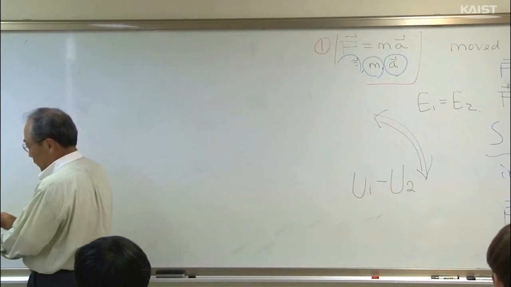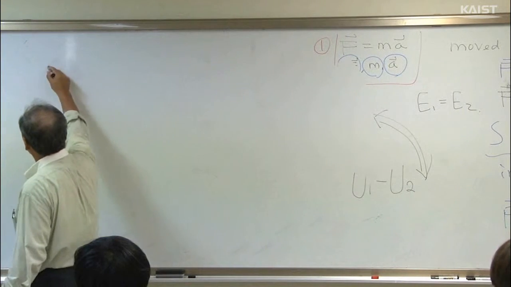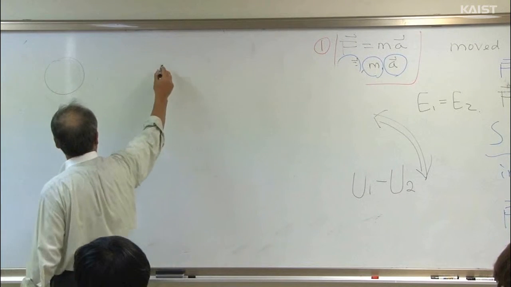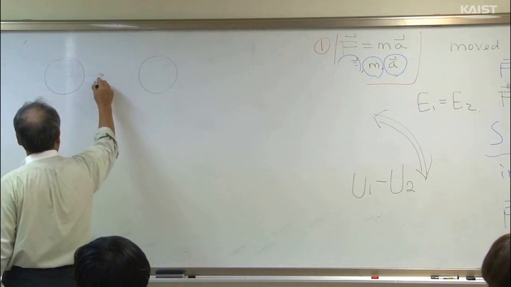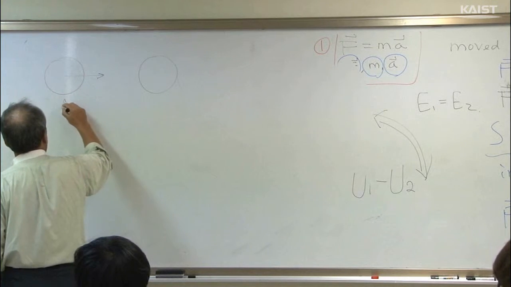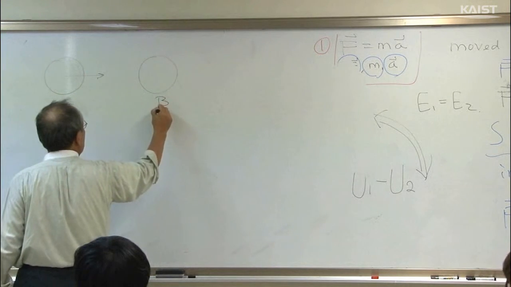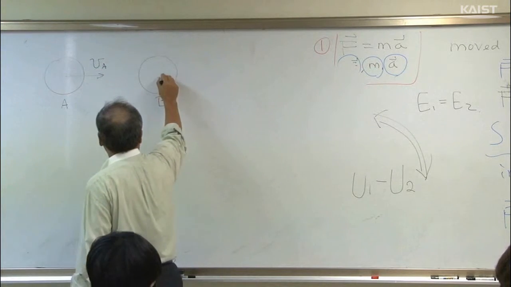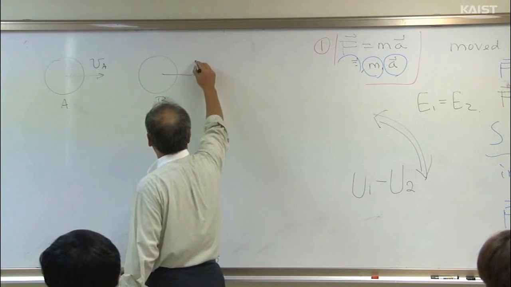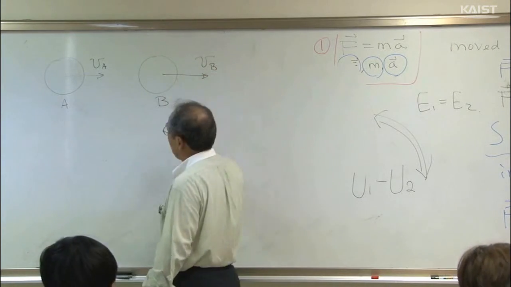So if we have two masses, this is mass A and this is mass B. This one is moving with velocity VA, and at the same time this one is moving with velocity VB.